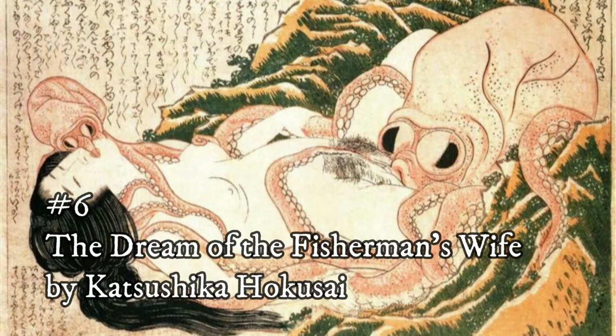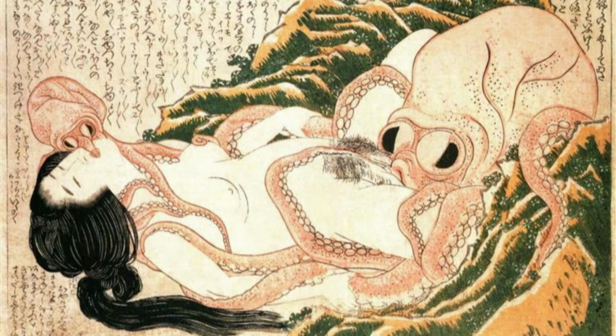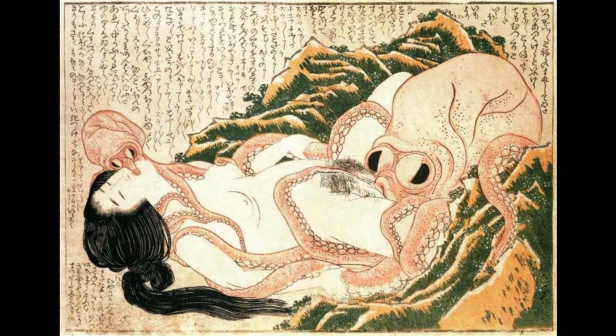Number 6. The Dream of the Fisherman's Wife by Katsushika Hokusai. This is perhaps one of the most erotic images of all time, and indeed, the one that has fascinated audiences for centuries. The perfect example of Japanese shunga, erotic art, the painting displays a fisherman's wife entwined sexually and deriving pleasure with a pair of octopuses. The smaller one kisses her while the larger one performs cunnilingus.